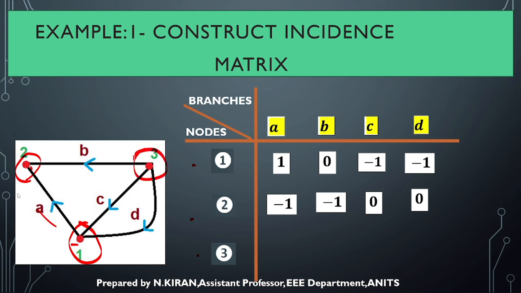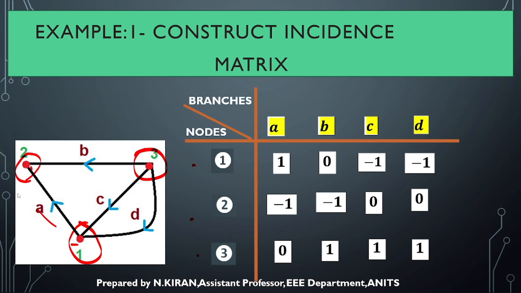Considering the third node. A branch is nowhere related, 0. B branch is away from the third node, plus 1. C and D are also away from the third node, plus 1 and plus 1. So this is how we construct the incident matrix. Any doubts? Am I clear in this example?